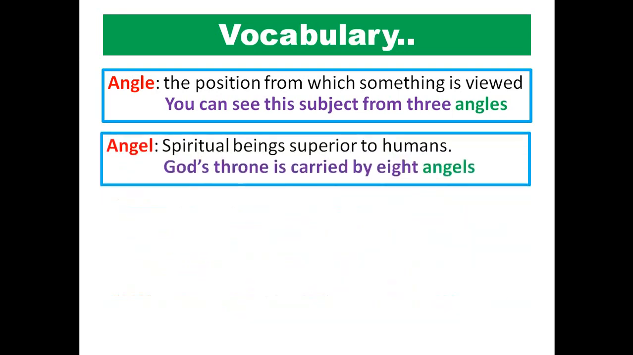Of course, angle is different from angel, A-N-G-E-L. Angel is a spiritual being, or angels are spiritual beings superior to humans. For example, God's throne is carried by 8 angels.